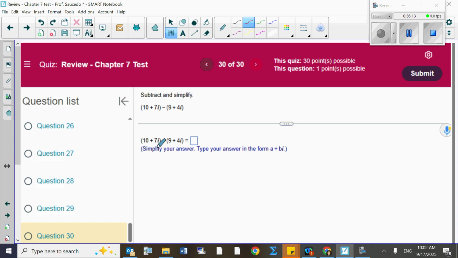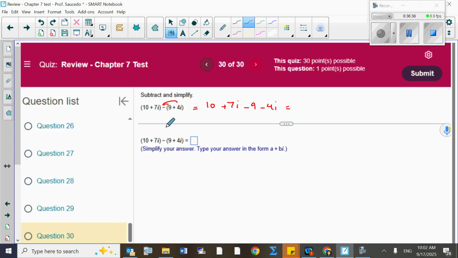And here's the last question. We want to subtract and simplify. In order to subtract, the first thing to do is distribute the negative here. So I'm going to rewrite. The first term will be the same, 7i and 10. The next one will be negative 9 and negative 4i. So the negative belongs to both of these two terms.